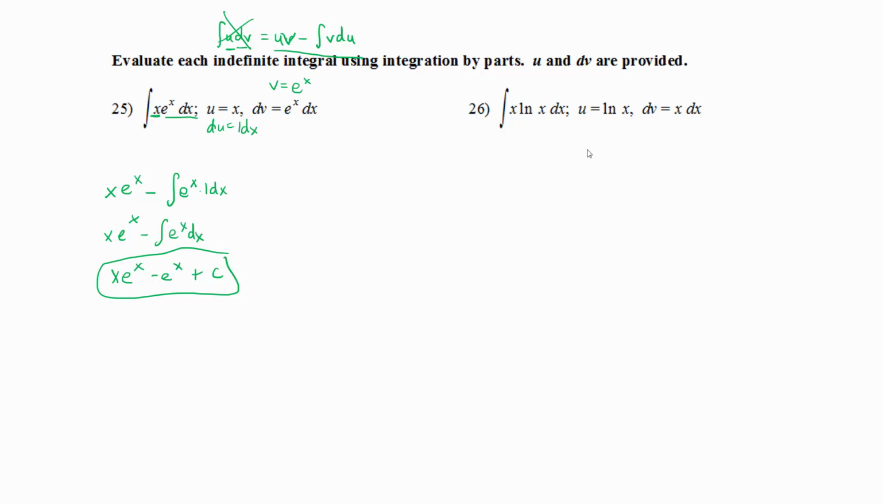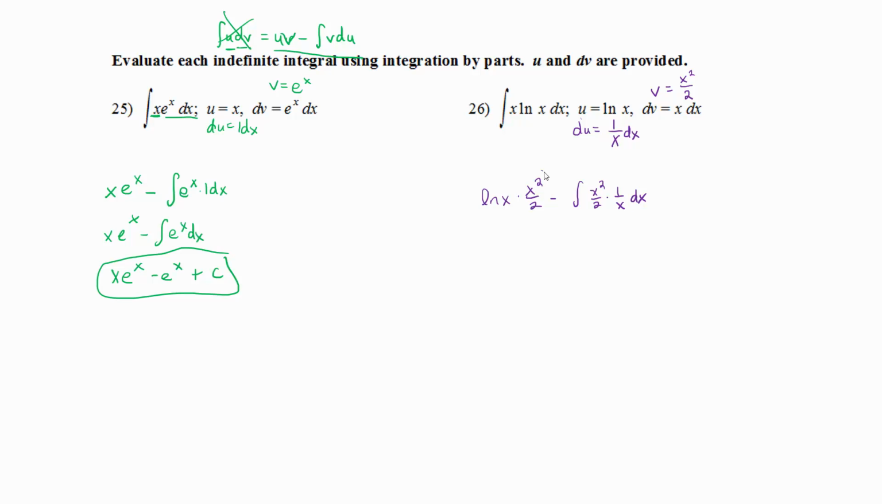So then on this next one, they told us u and dv. Now, the derivative of natural log, and if you are allowed a formula sheet, you might think about putting this, is 1 over x dx. And then the integral of x will be the power rule, so x squared over 2. We're going to fill in our formula uv, so ln of x times x squared over 2 minus the integral of v times du.